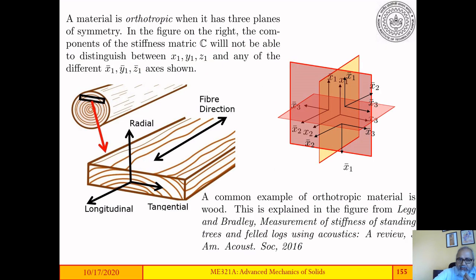Now I had this small picture here. Wood is a very common natural material which has orthotropic symmetry, and in wood, if you cut a log, you see these things which are called annular rings. These annular rings are rings that grow, one of them grows per year. So basically, if you count the number of rings along the cross section of a tree trunk, you would be able to gauge its age.